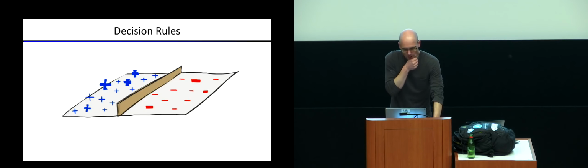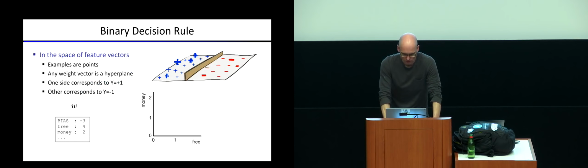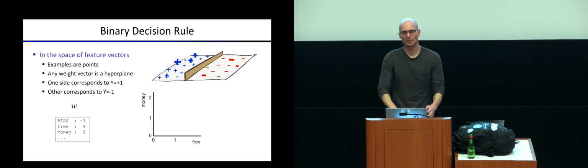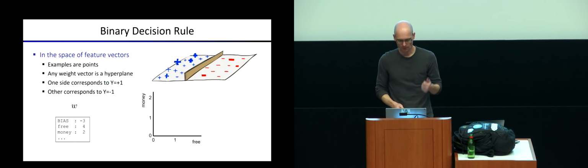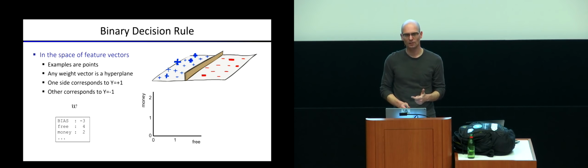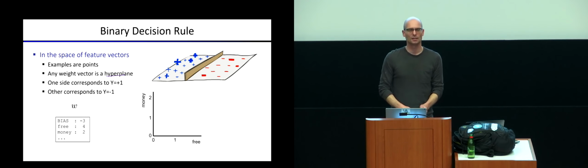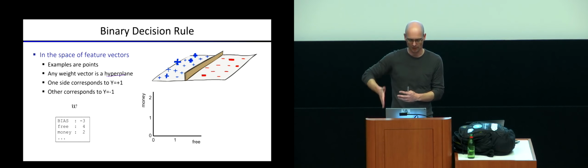Okay, so how do we get these decision rules? We have a binary decision rule in the space of feature vectors. The examples are all points. Any weight vector corresponds to a hyperplane. What does that mean? A weight vector is a hyperplane. It's the hyperplane orthogonal to that weight vector.